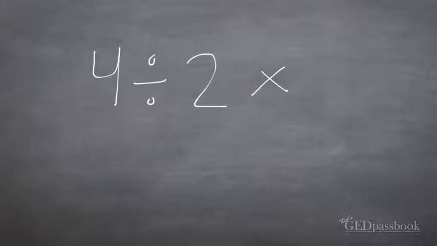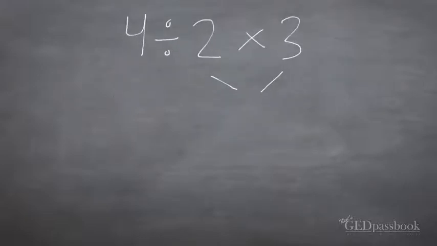Let me actually put a 4. I think that's what it might have been. Well, actually, no. Let's just go back. 3. So, for some reason, people always think that you have to do the multiplication first. So they do 2 times 3 first, which comes out to be what? 6. Then they bring down the 4. 4 divided by 6 comes out to a decimal, right?